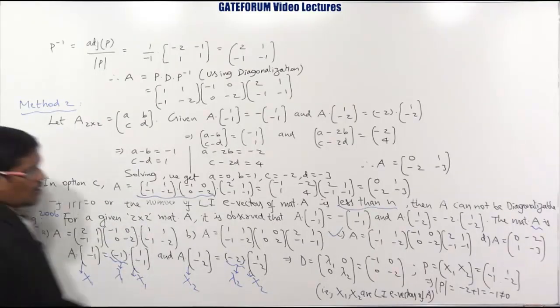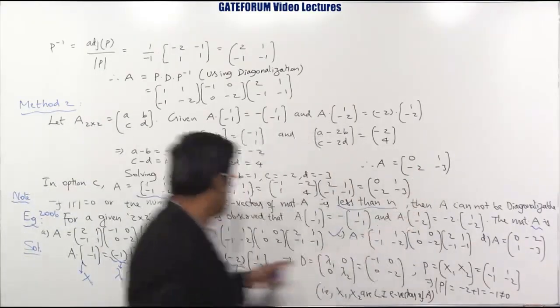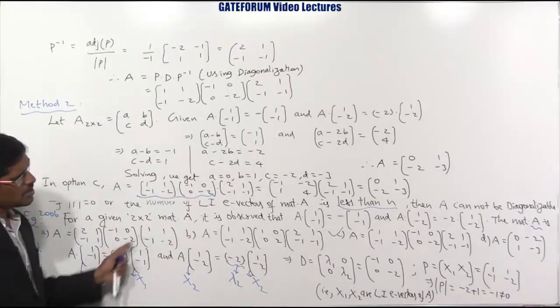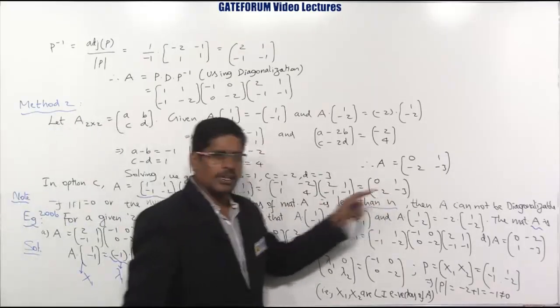In all other options, option D is already not satisfying our A. Similarly, you can cross check: a normal multiplication of 3 matrices will not give this 0, 1, minus 2, minus 3. Okay?